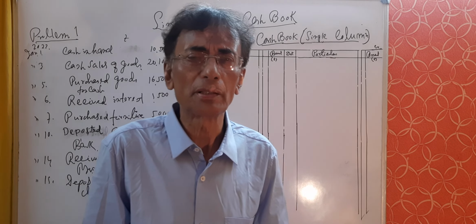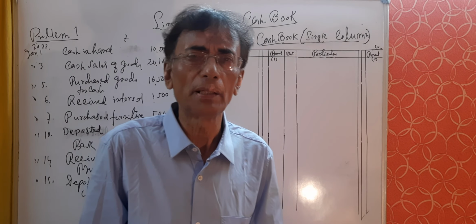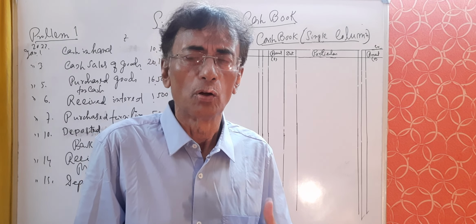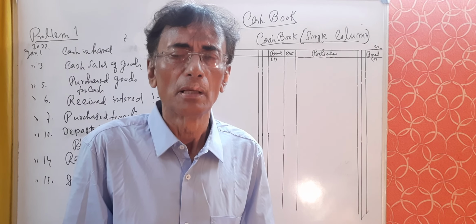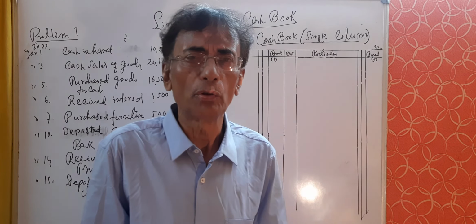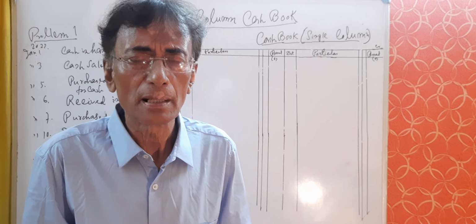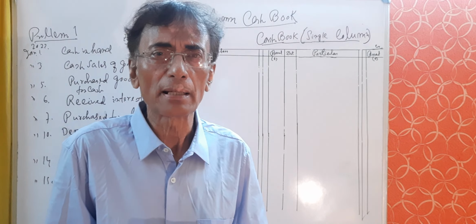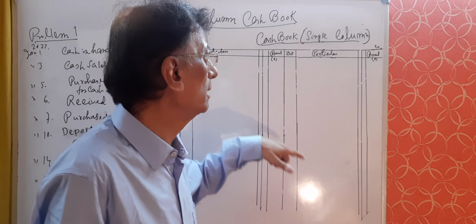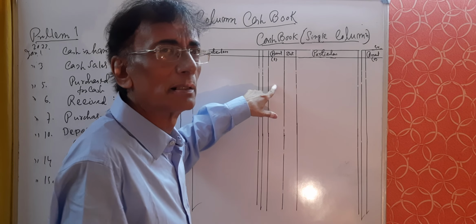There is another subdivision of cash book, that is petty cash book, which is maintained by big companies and corporate houses to take care of petty expenses, so as not to disturb the main cash book in its functioning. In today's class, I shall show you one problem on single column cash book. Single column cash book records only cash transactions in respect of receipts and payments. So there is one column, that is cash column, both in respect of debit and credit.